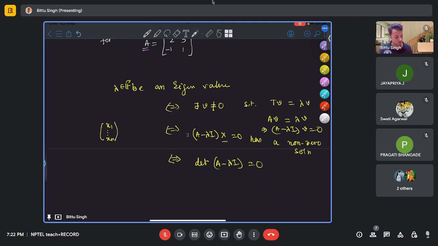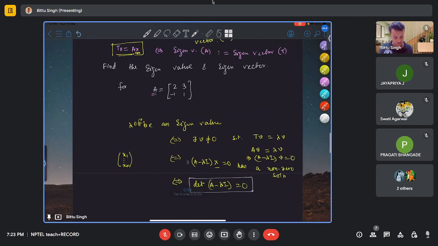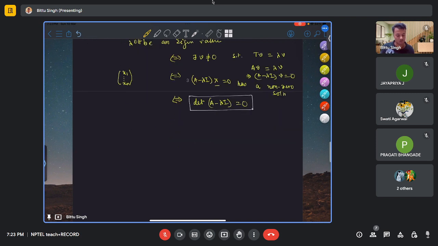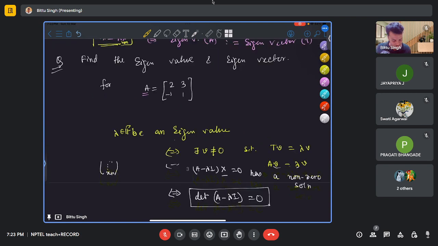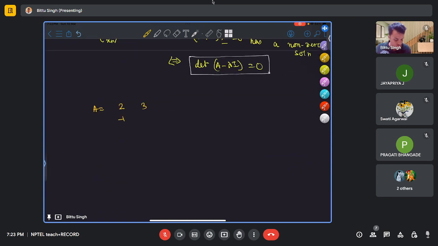This criterion will be helpful to find an eigenvalue, because to check if something is an eigenvalue or not, we put it into the determinant and check whether the determinant vanishes or not, right? So let us return to this question. Here we need to find the eigenvalue for this matrix A, which is 2, 3, minus 1, 1.